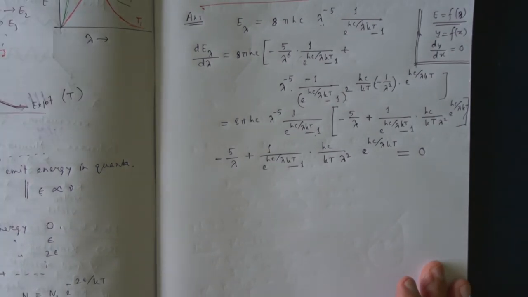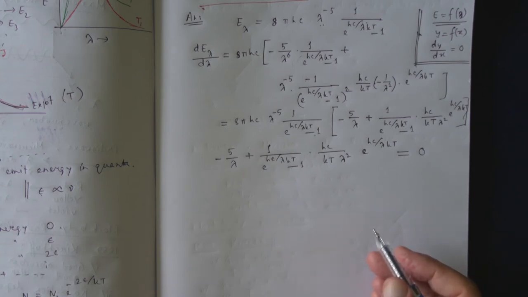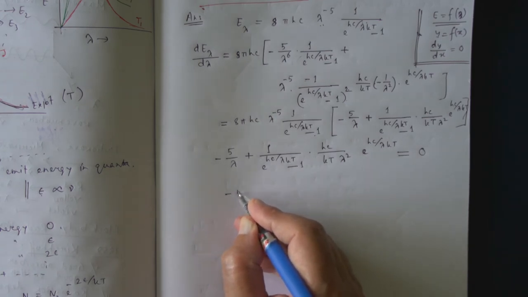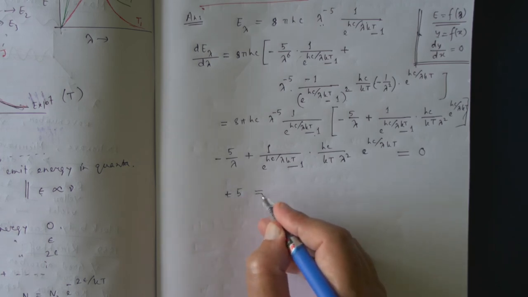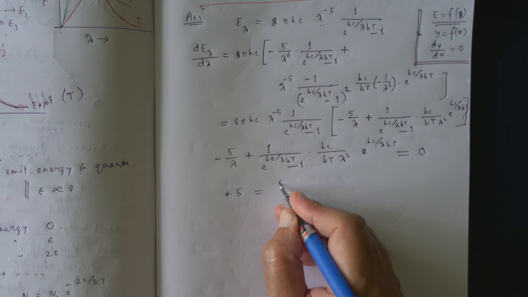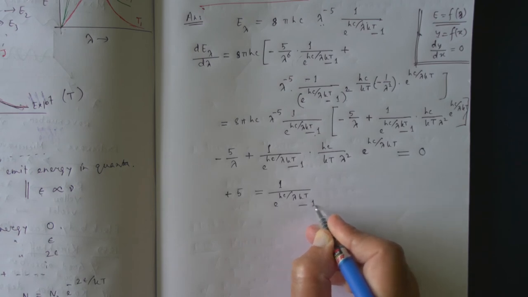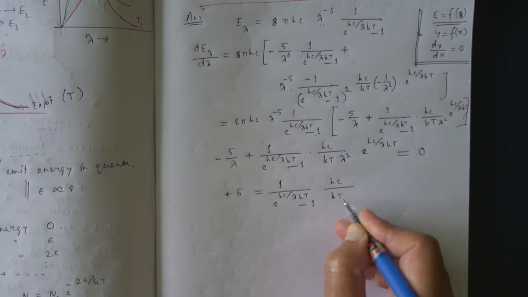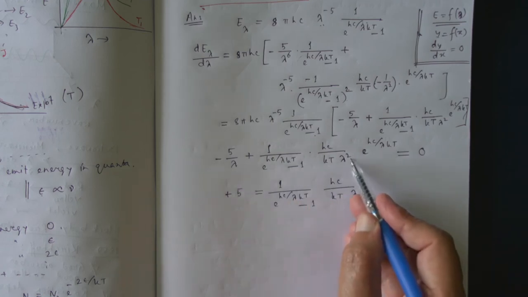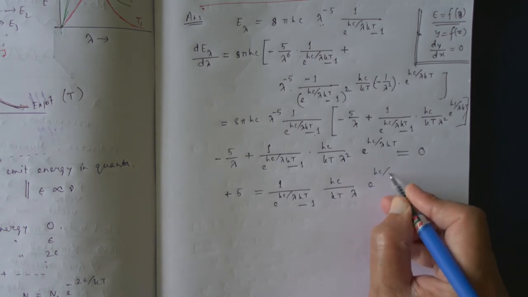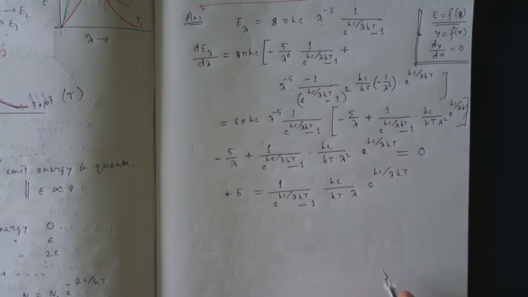So we are getting this. Or we can write it like this: minus 5 plus 5 equal to 1 by e to the power hc by lambda kT minus 1, hc by kT. Lambda cancels, lambda squared cancels, so e to the power hc by lambda kT. So we can write like this.